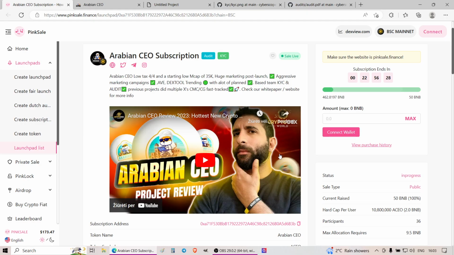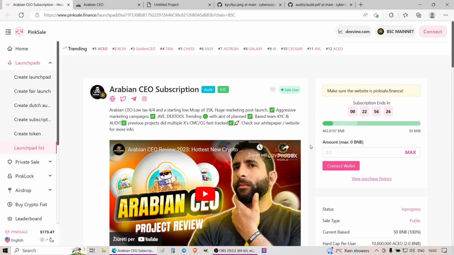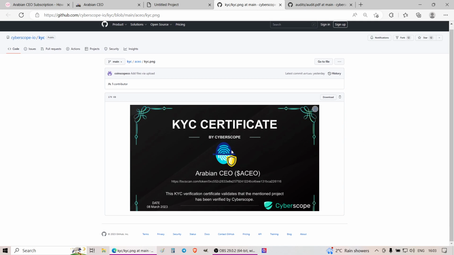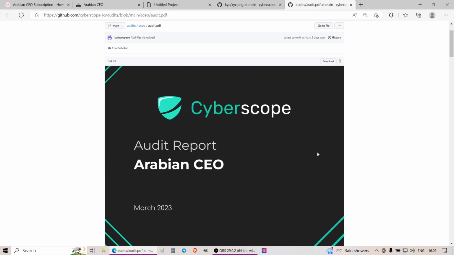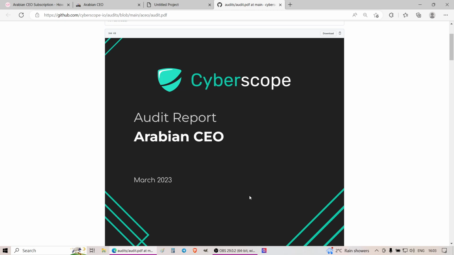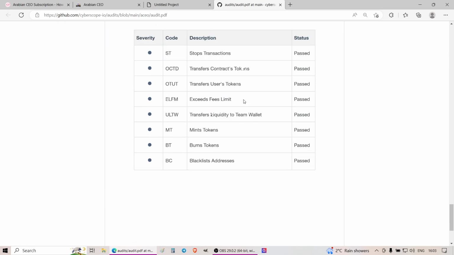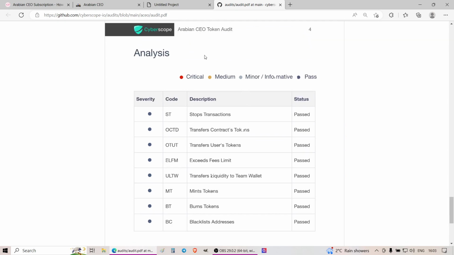Now, going back into the Pinksale presale itself, their page, as I mentioned, they have audit and keys. So, keys was done by Cyberscope. As you can see, they have the certificate from the Cyberscope on 8th of March 2023. Audit itself was done by Cyberscope as well on March 2023. Quite a standard contract, just the usual stuff.